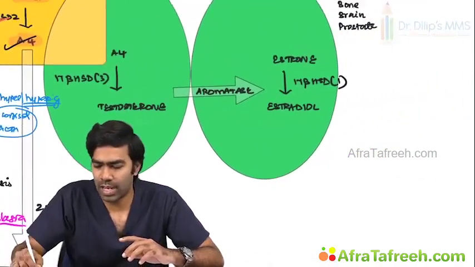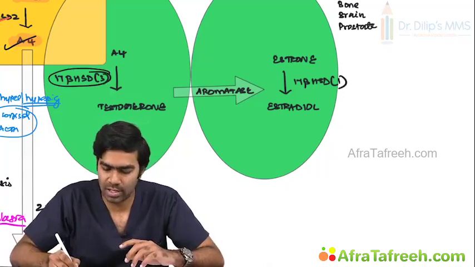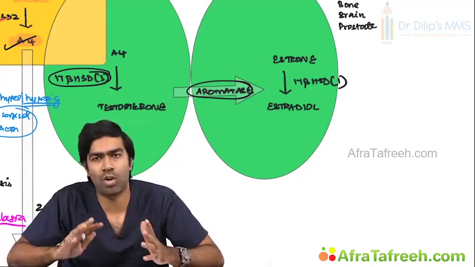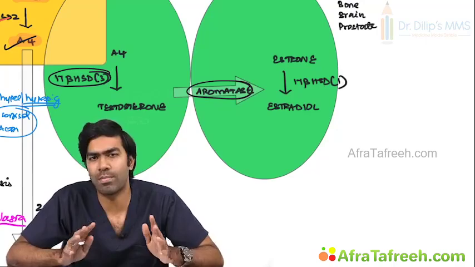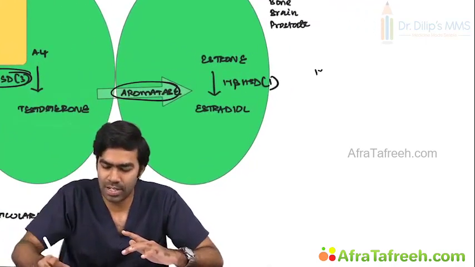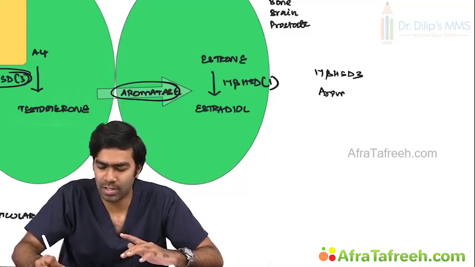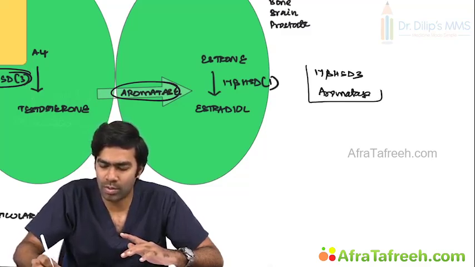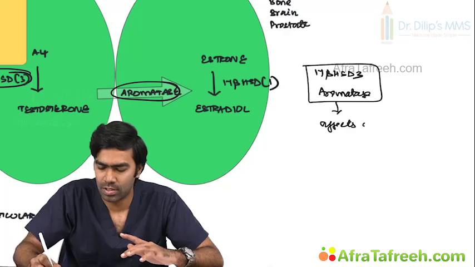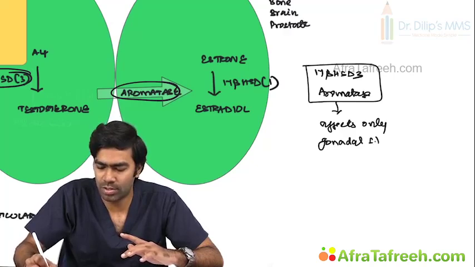Similarly, the enzymes which I have shown in green here, especially this 17-beta HSD and this aromatase enzyme, are completely important only for the gonads, and they are not important in the adrenal glands. Which means what I am trying to tell you is that if you have a 17-beta HSD deficiency, or an aromatase deficiency, it is going to affect only the gonadal steroidogenesis, and they are going to spare the adrenal steroidogenesis.